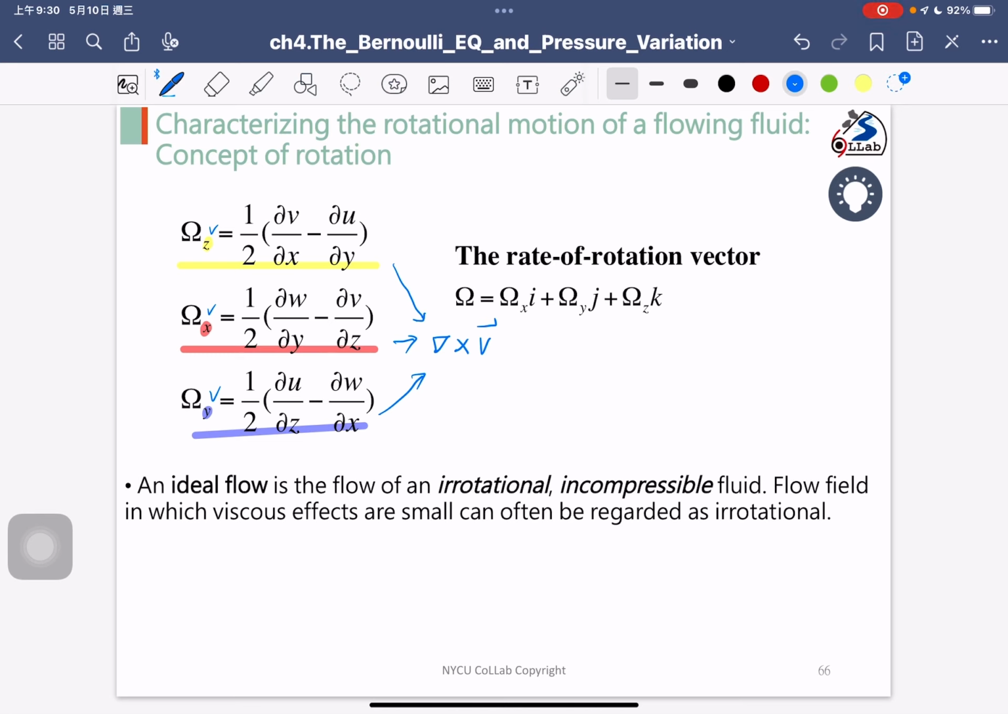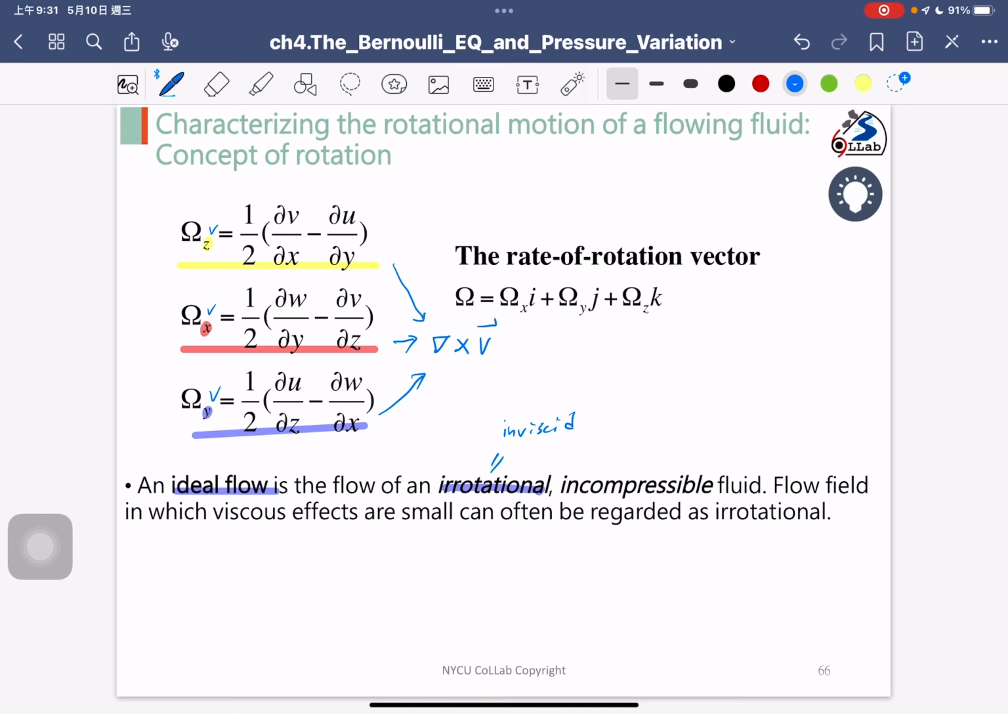Sometimes when we mention that the flow is rotational, that indicates the flow problem involves the viscosity effect. Sometimes we call the ideal flow irrotational. Irrotational is similar to saying inviscid flow, because in rotational flow the viscosity effect is involved in our problem.